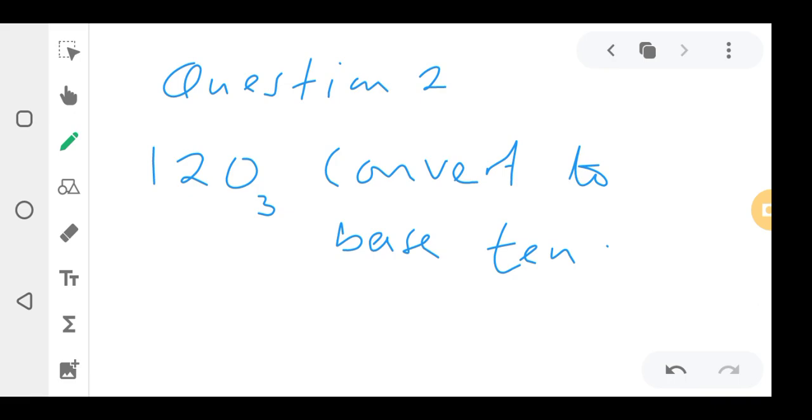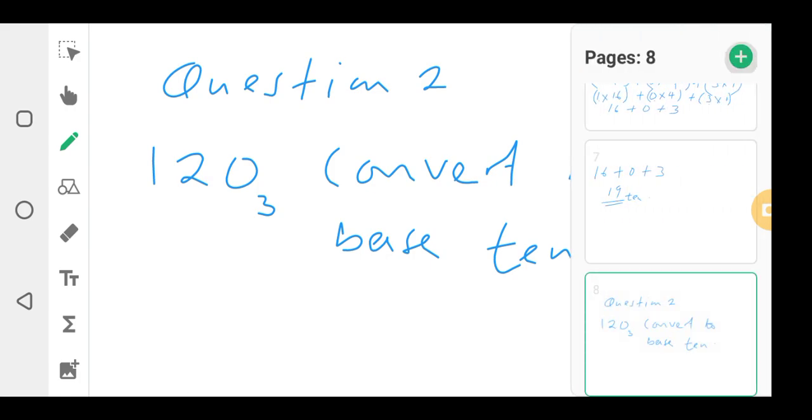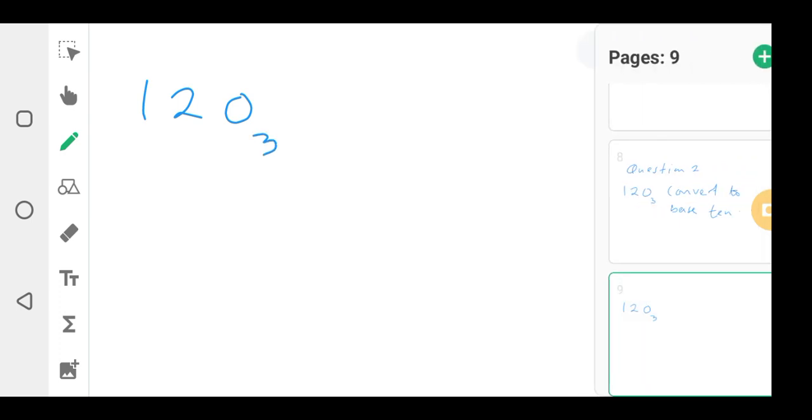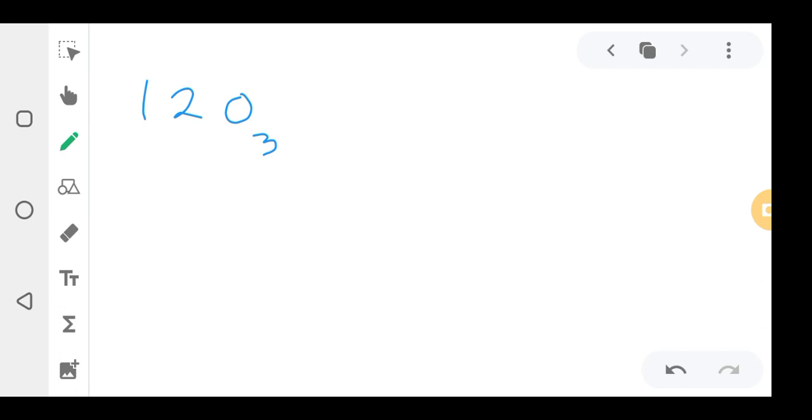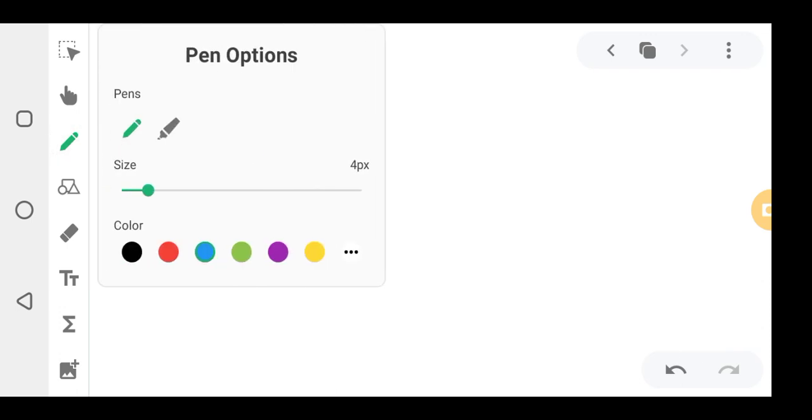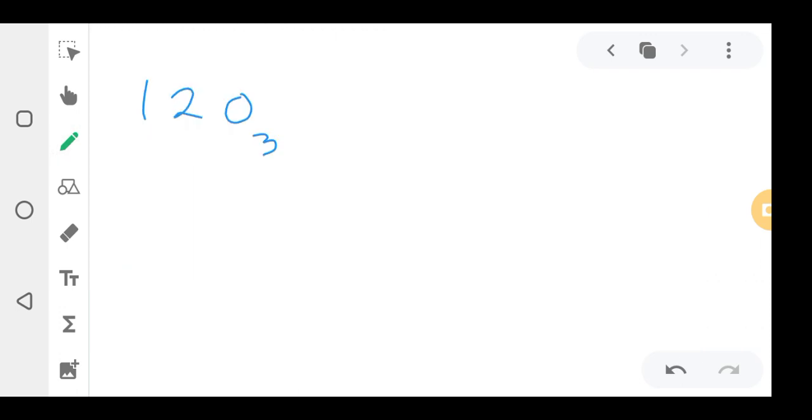Okay? How do you do it? So the same thing. You put your 103 here, 103 base 3. So this 3, as I said, you take this 3 and put it on top of each number. So you put 3 here, there you put 3, there you put 3.